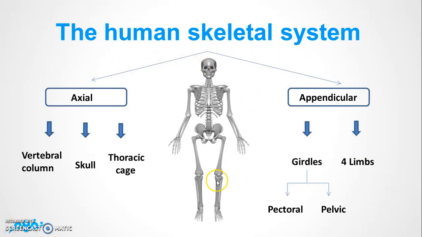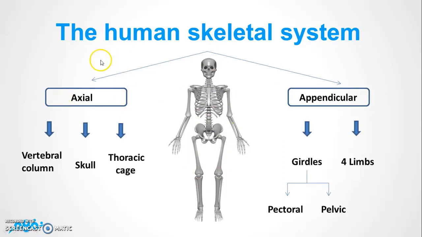Firstly, the skeleton of man consists of 206 bones. What? 206 bones. And each bone has a shape and size that's suitable for its function. Here, we have the two main parts of the skeletal system. The first one is called axial, this axial part, and the second one is called appendicular, this appendicular part.